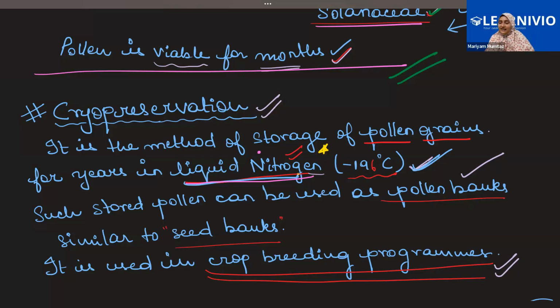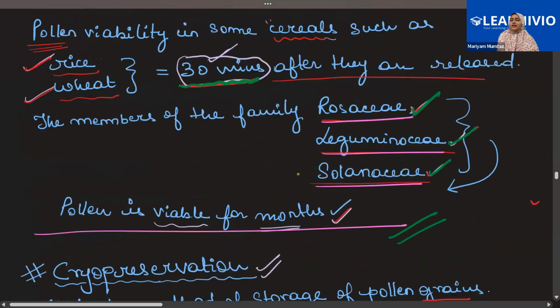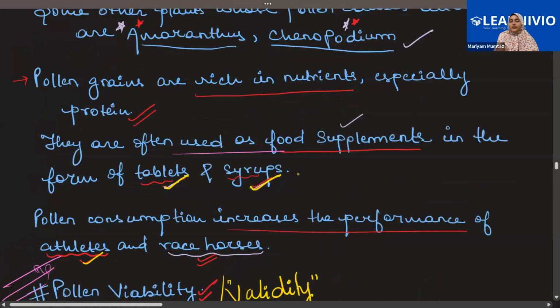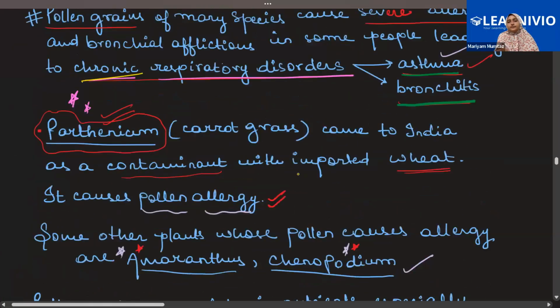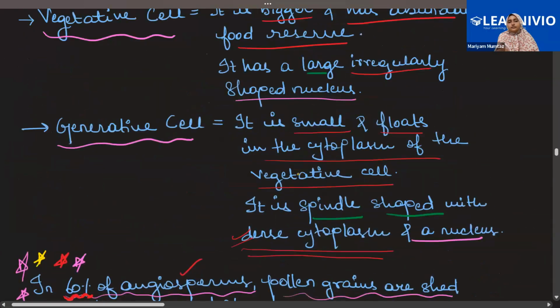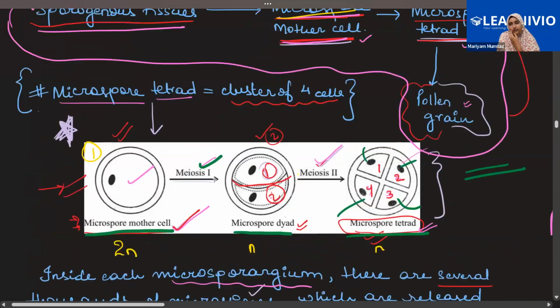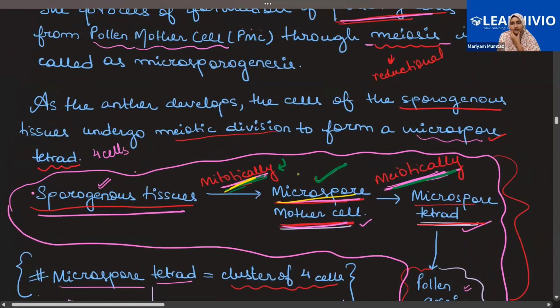Which plant came as a contaminant with wheat? Carrot grass, Parthenium, right? Do you remember the names of two other plants that cause pollen allergy? Amaranthus and Chenopodium. That is okay if you don't remember. It's a scientific name. It takes a long period of time to remember. So very good. What do you mean by pollen viability? The pollen grains only live for a limited time. For example, some live for 1 week, some for 1 month.